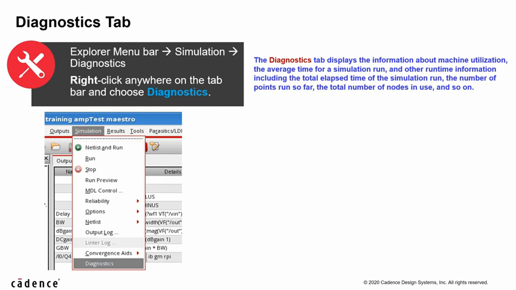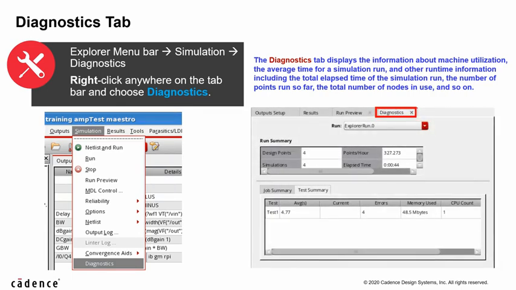The Diagnostics tab displays the information about machine utilization, the average time for a simulation run and other runtime information including total elapsed time of the simulation run, number of points run so far, total number of nodes in use, and so on. Now you open this tab by going to the simulation menu and choosing Diagnostics. So the Diagnostics tab gets tabbed over here in your ADE Explorer window.